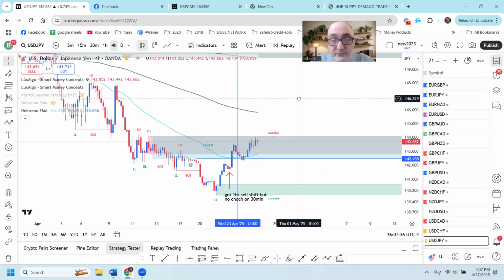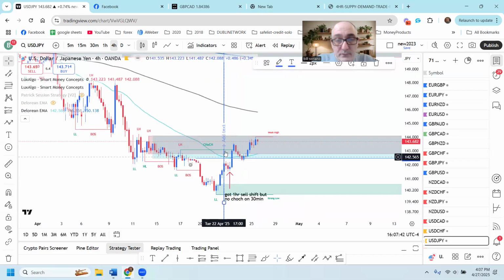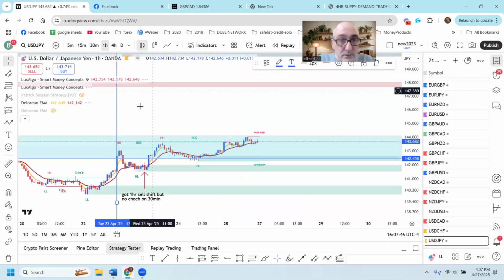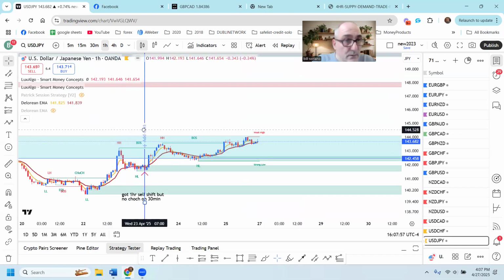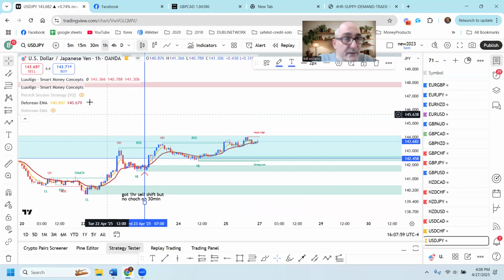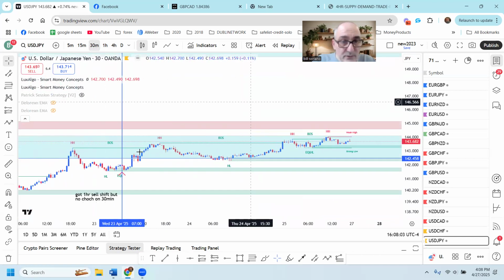So USD JPY, now this one is still in the supply zone here, so it didn't invalidate the zone. So we're still looking for this. You can see this right here is where price moved into that zone. And we drop down to the 1 hour, you can see here that you do get that sell shift right there. Drop down to the 30-minute though, and we just don't have any change of character, right?